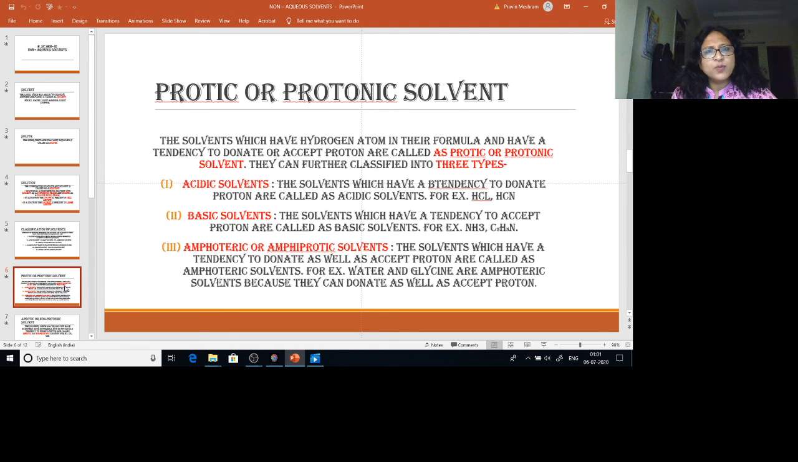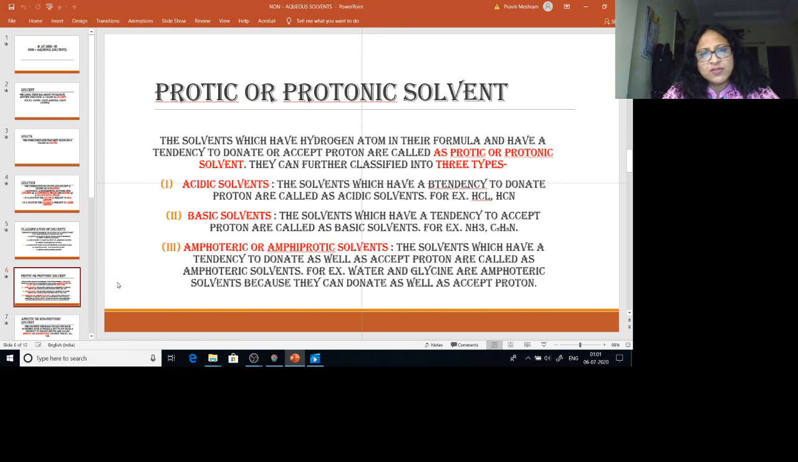Let us see what is protic or protonic solvent. The solvents which have a hydrogen atom in their formula and have a tendency to donate or accept protons are called protic or protonic solvents. They can be further classified in three ways: acidic solvents, basic solvents, and amphoteric solvents. So let us see what is an acidic solvent. The solvents which have a tendency to donate protons are called acidic solvents. Examples of this are HCl, HSCN.